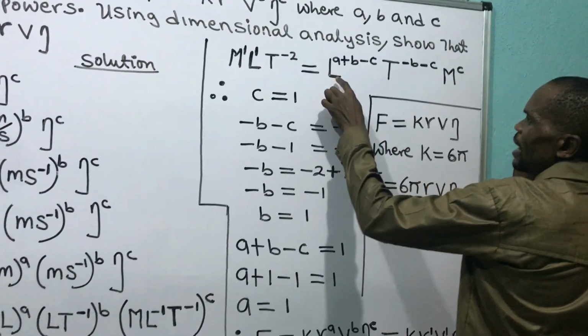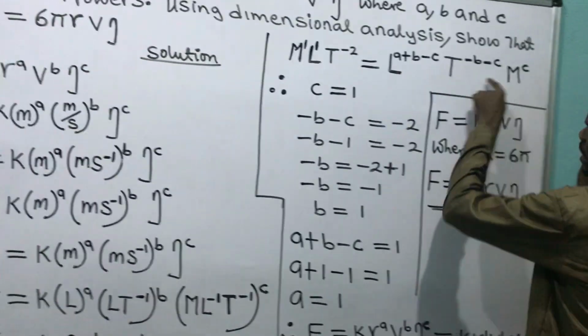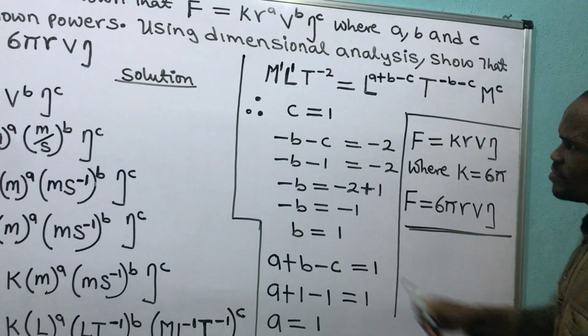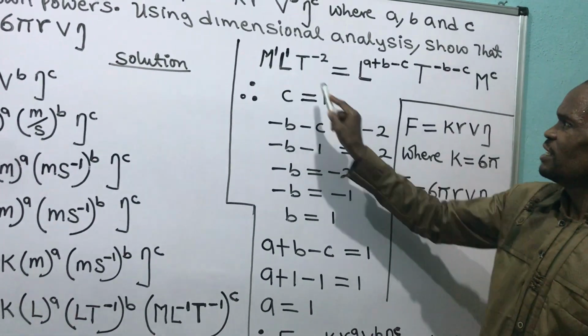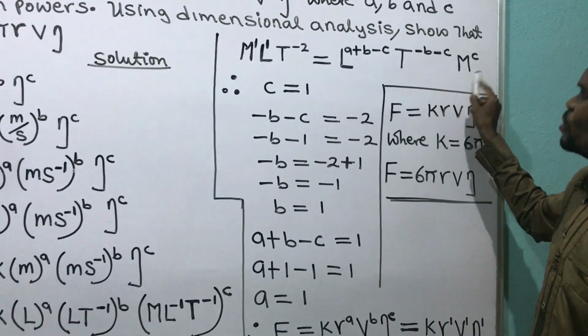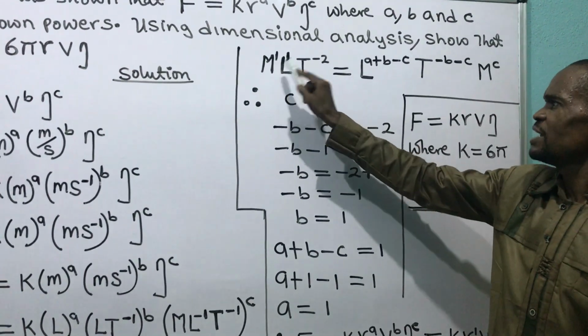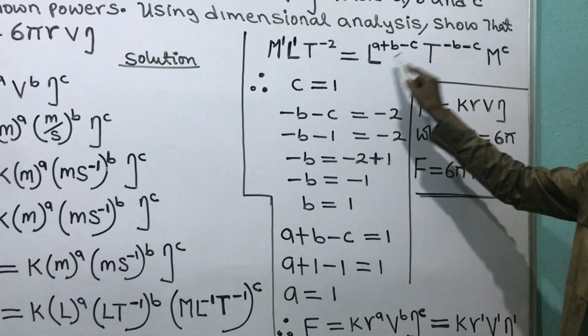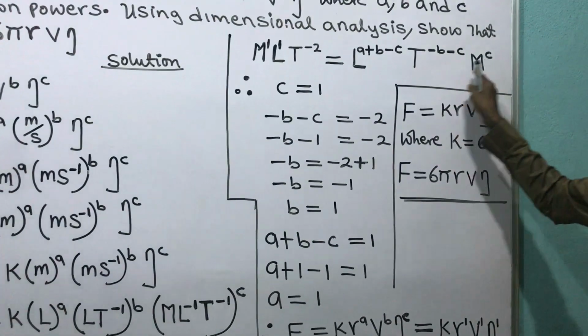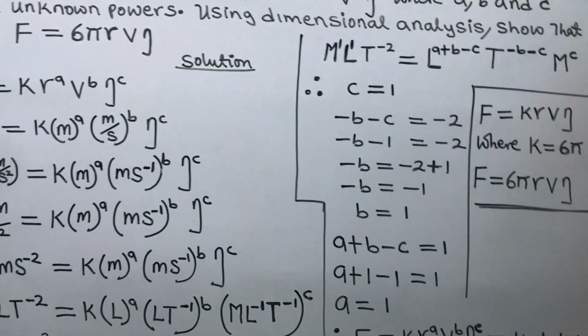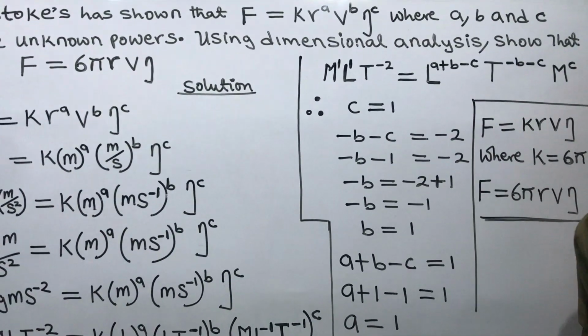Now you look at this. MLT, LTM. They are the same base. M is here, L is here, T is here, L is here, T is here, M is here. They are of the same base. Since they are of the same base, we equate their power.